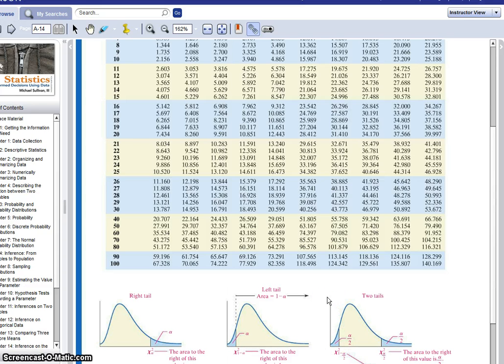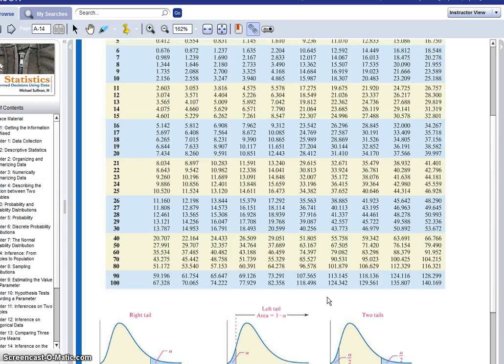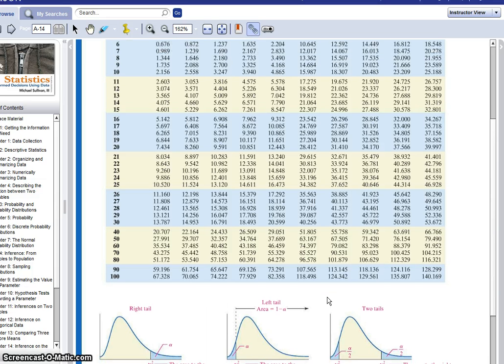So for example, let's say you wanted to find the critical values that separate the middle 90% of the chi-squared distribution. So this part here represents 90% of the data. So you have 5% area in each tail. So you'd have a chi-squared distribution that looks something like this.